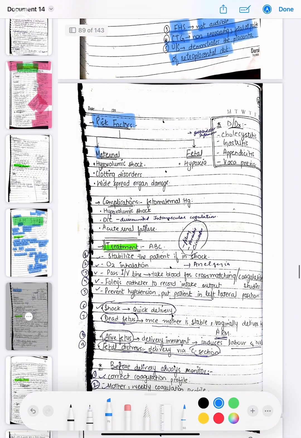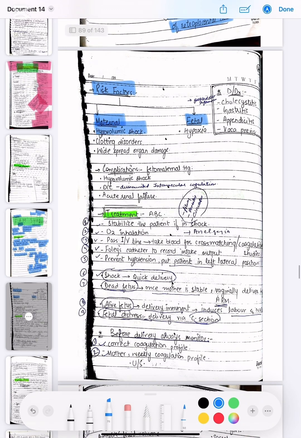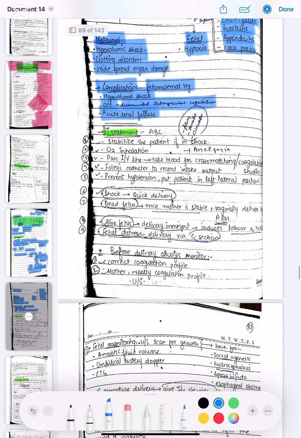The risk factors for placental abruption are maternal and fetal. The maternal are hypovolemic shock, clotting disorders, and widespread organ damage, and the fetal is hypoxia. The differential diagnoses are cholecystitis, gastritis, appendicitis, and Vasa Previa. These are the differential diagnoses of the placental abruption. Then the complications are feto-maternal hemorrhage, that is hypovolemic shock, and DIC, which is disseminated intravascular coagulation, and acute renal failure.